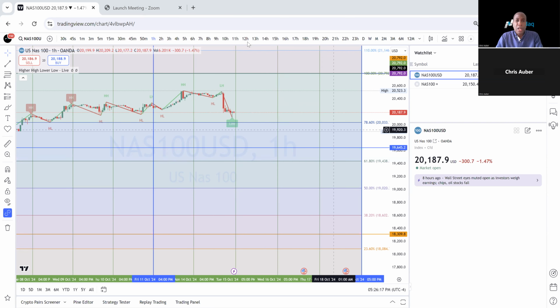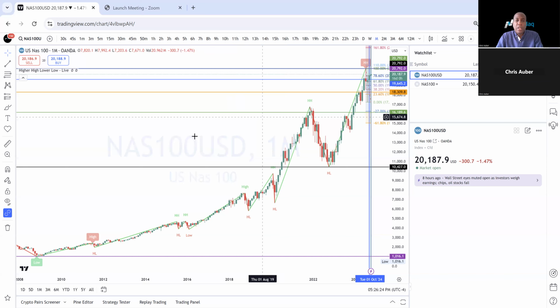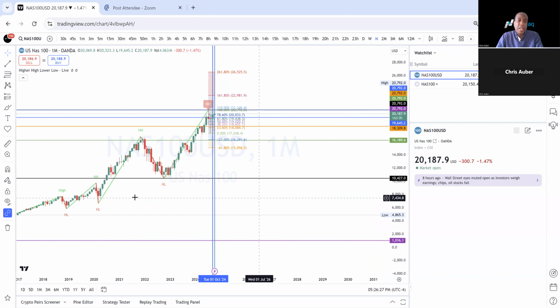So let me just jump real quick to the monthly time frame, and you will see here that it's clearly making higher lows, higher highs. So what that simply means is that the NASDAQ 100 is a consistently bullish instrument, which means I'm only taking my higher lows and buying, and exiting on my higher highs. Okay, so that's my monthly.